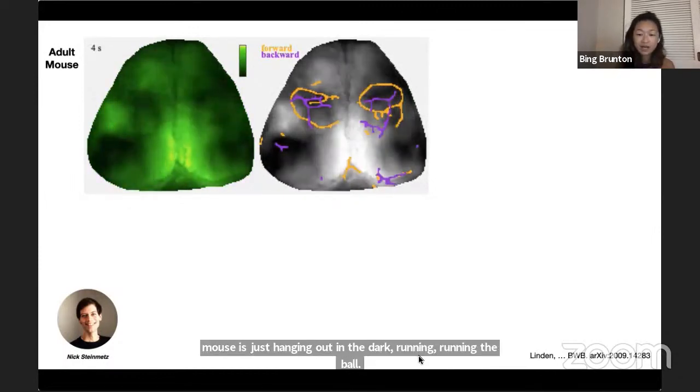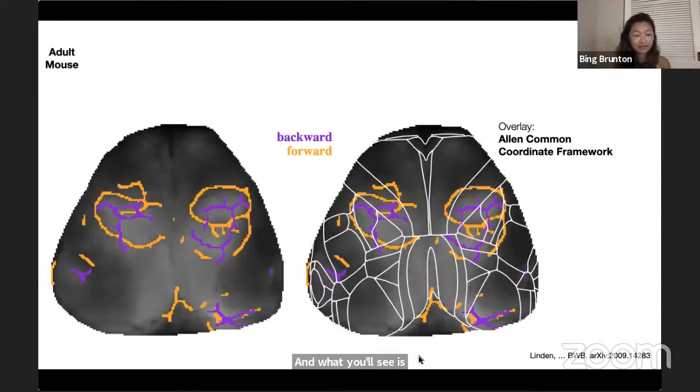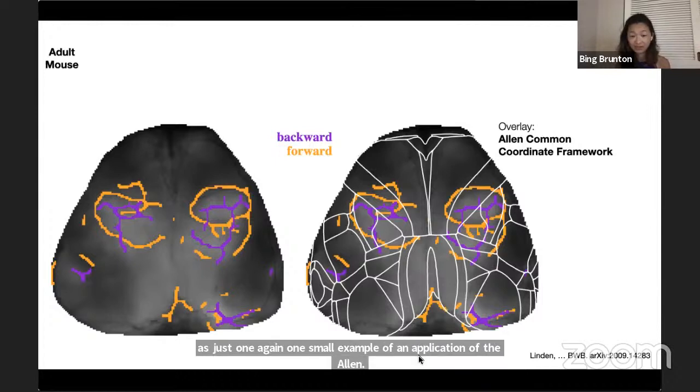And what you'll see is that these flow portraits meant very little until we were able to overlay them on the Allen Common Coordinate Framework, in which case we can then actually correlate the sources and the sinks of activity that we were seeing over many examples and look at where they are relative to known anatomical landmarks on the adult mouse. So I say this as just one small example of an application of the Allen Common Coordinate Framework that Lydia introduced in the last talk.